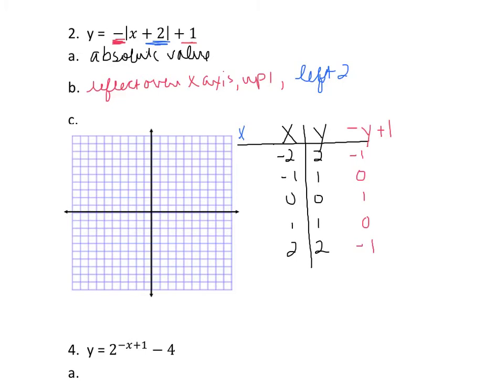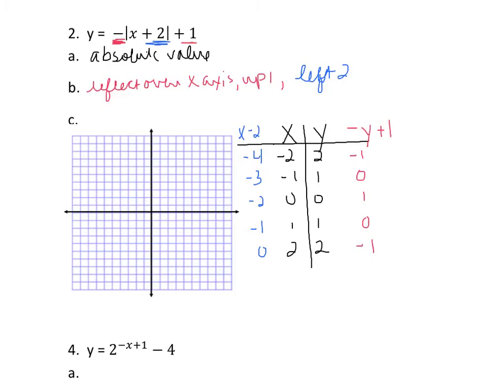So -2 - 2 would be -4. -1 - 2, -3, 0 - 2, -2, 1 - 2 would be -1, 2 - 2 would be 0. And now let's go ahead and graph our graph.